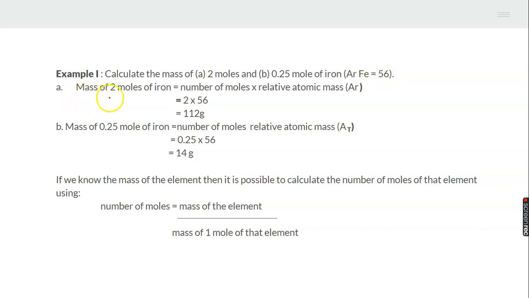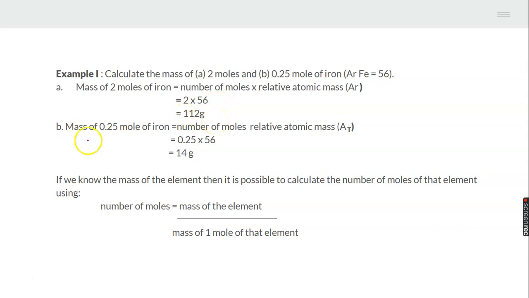This is my solution right here. Mass of 2 moles of iron equals number of moles times relative atomic mass, or you can call it mass of 1 mole of iron. Definitely your number of moles is what you are given to be 2 moles. Then relative atomic mass is given, and at times if it's not given, you always have it in your periodic table. So it's 56. So you say 2 multiplied by 56 will give you 112 grams.